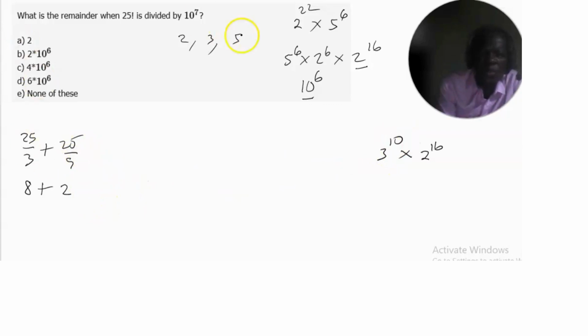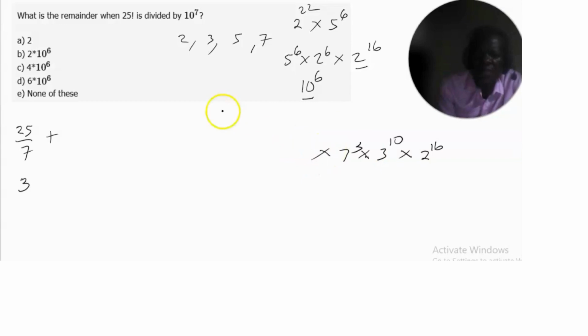So the next prime number will be 7. So how many sevens are there in 25 factorial? So we come here, 25 over 7 plus 7 raised to power 2 is 25. So this would be 3. So 3 times 7 is 21. 7 raised to power 3.